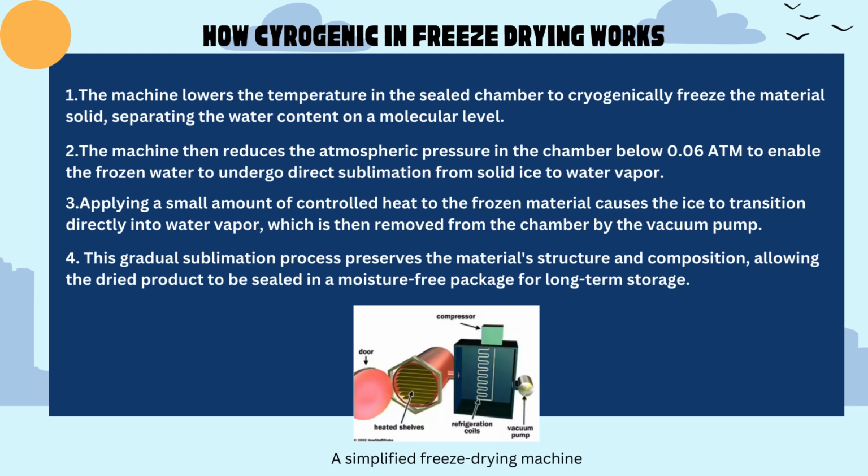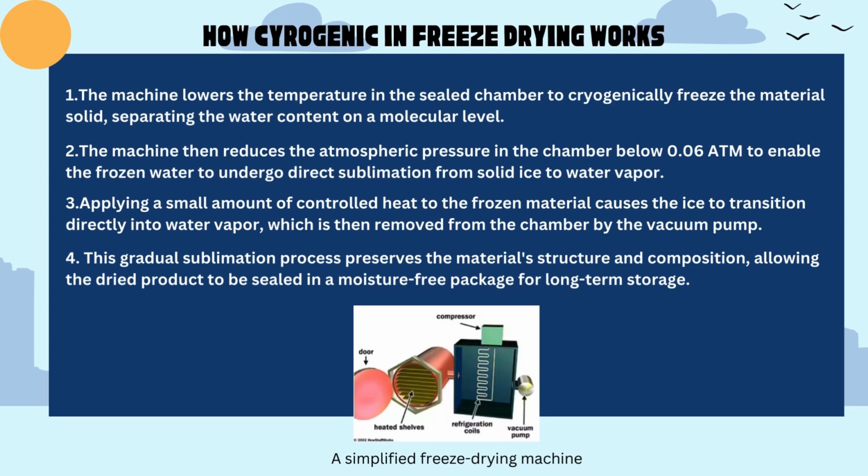Second, once the material is frozen solid, the machine uses a powerful vacuum pump to reduce the atmospheric pressure in the chamber below 0.06 atm to enable the frozen water to undergo direct sublimation from solid ice to water vapor. This direct sublimation process is important for preserving the material's composition and structure during the drying phase.